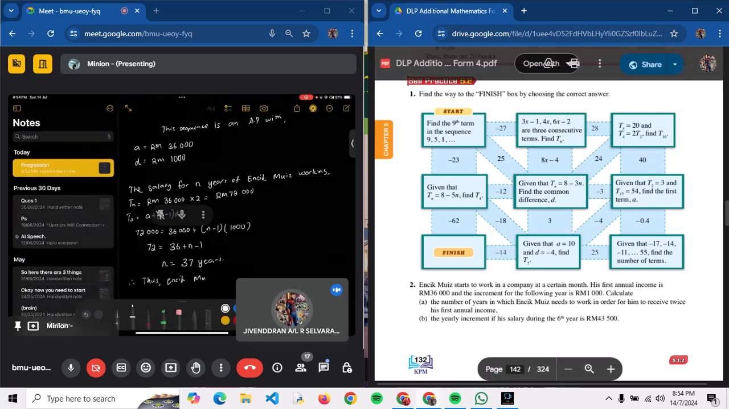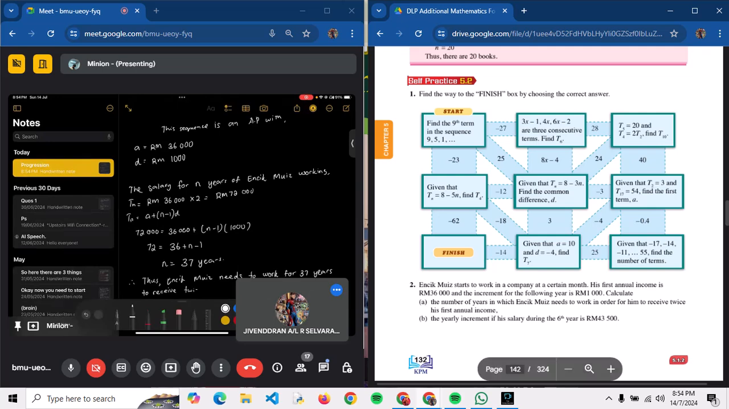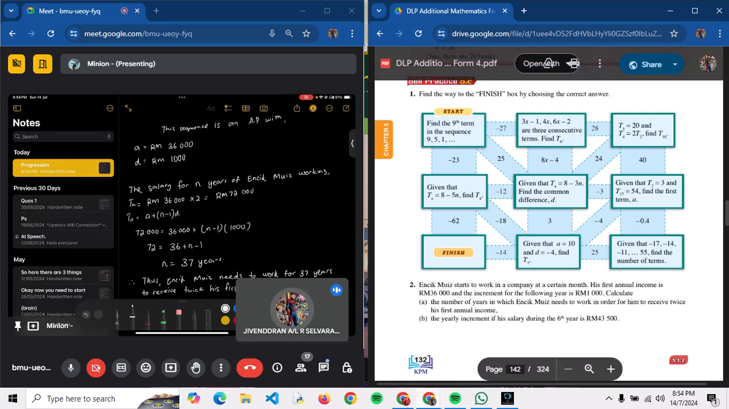Maybe I can explain that question first. So the question asks the number of years he needs to work for him to receive twice his first annual income. His first annual income is already given in the question, 36,000. So twice means double the amount, times 2, 36,000, which is 72,000. So they are asking in how many years will he receive 72,000.